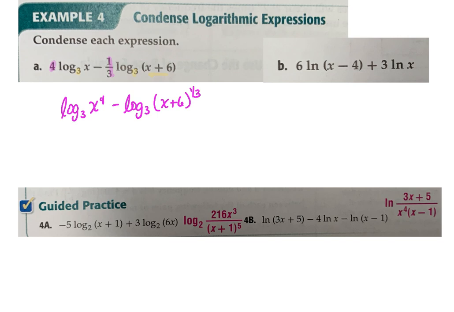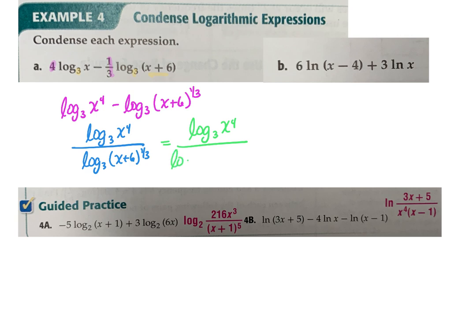Once I do that, I can see I have subtraction. Subtraction will condense how? With division. Log base 3 of x to the 4th over log base 3 of x plus 6 to the 1/3. I can rewrite that to the 1/3. What is something to the 1/3? The cubed root. So this is going to be log base 3 of x to the 4th over log base 3 of the cubed root of x plus 6. All right?